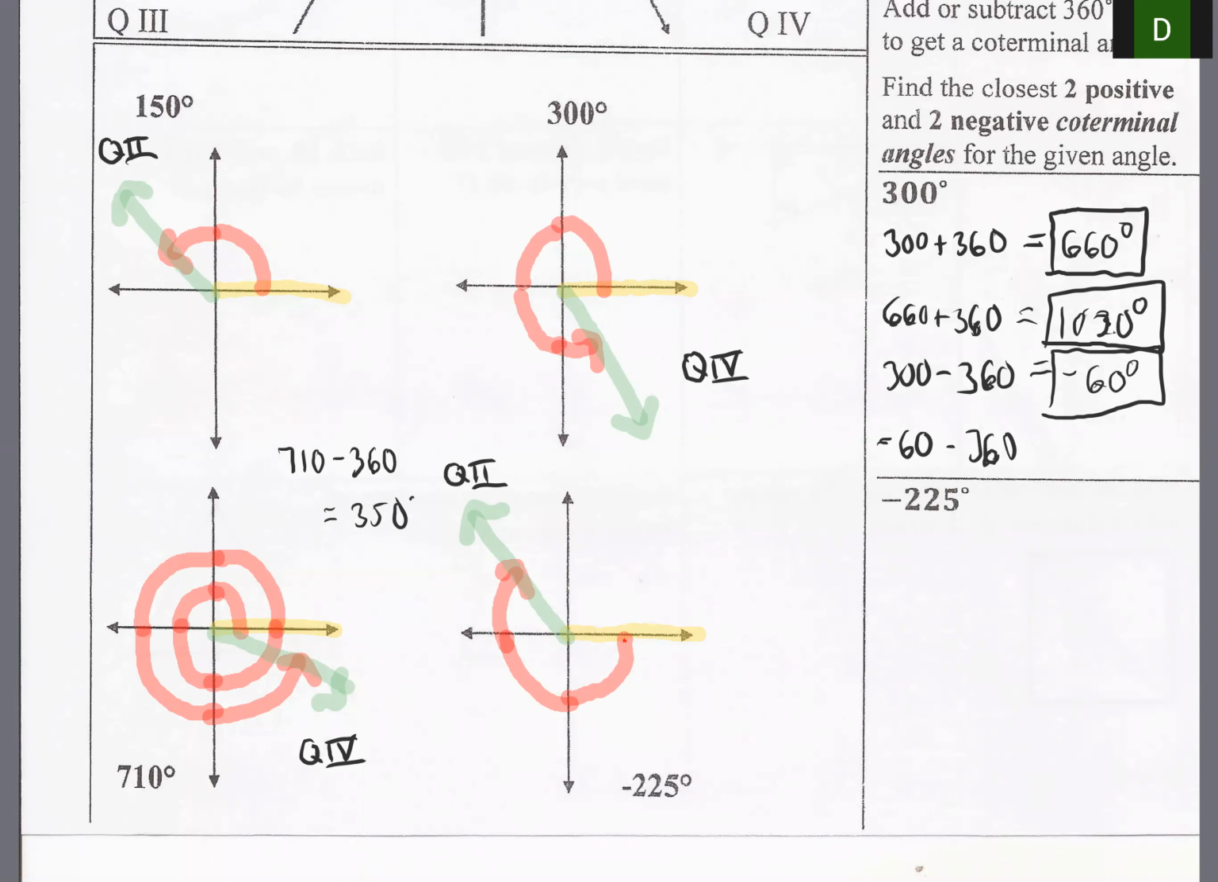It would go right here. It would still have the same green arrow. Even though you don't go around as much, it would still stop at the same place. So it has the same terminal side. Is that okay? Yeah, thank you.